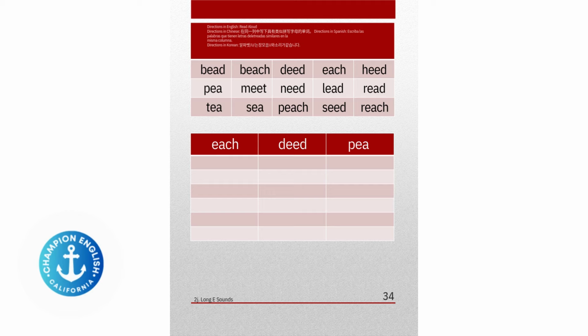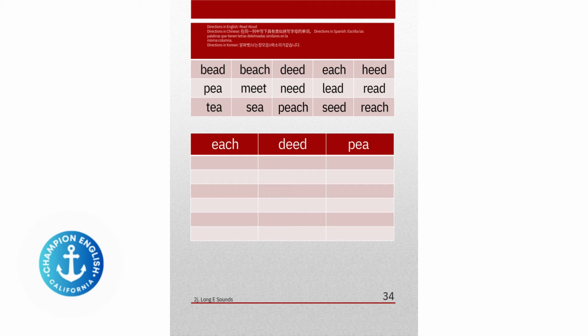So we have the long E sound. According to how the word ends, if it ends with CH, it probably goes to the CH column, which is column number one. If it ends with ED, that would be column number two. If it ends with LEAD, that would be column number two as well. Column number one, we have each.